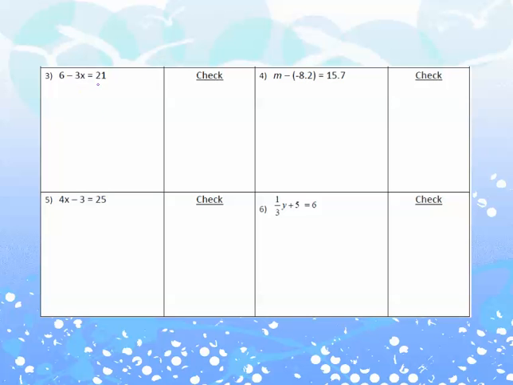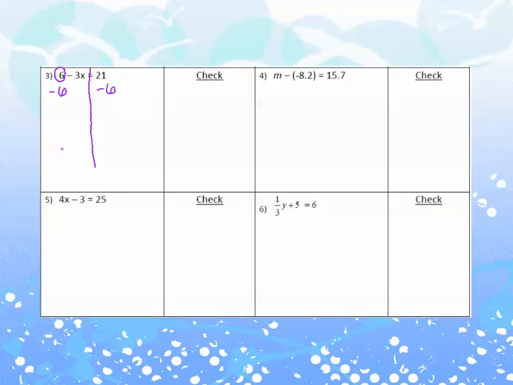Alright, let's go over number 3. So I draw my line down the middle. I need to get rid of my constant first. This 6 is the number on the side of the letter that's by itself. It's a positive 6 because there is no sign in front of it, so it's just a plus, positive. Opposite of positive 6 is negative 6.